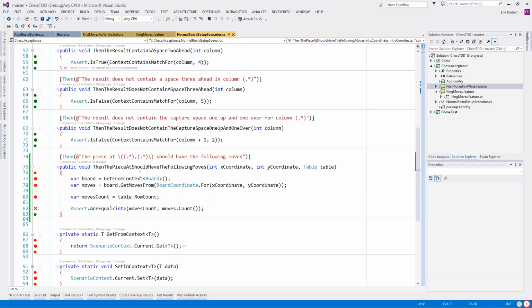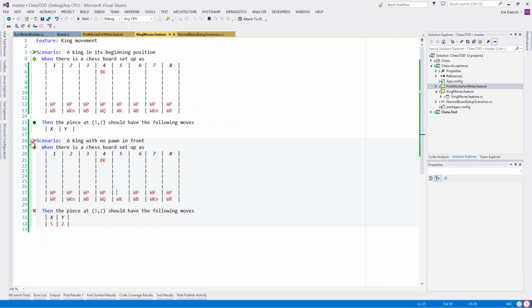So what's the problem? Why am I not matching? Why is the table I'm passing in from the feature file not matching the actual number of moves coming back from the board get moves from method? And what we start to get at here is the first time you're really going to see maybe that this effort, this acceptance test stuff, is potentially worth doing.